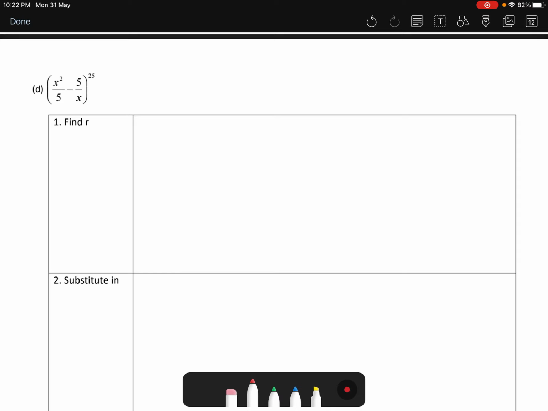25. So same thing, I want to find what is my x squared term. So always find what is your r. So 25 choose r, bracket x squared over 5 bracket, then minus 5 over x bracket. Right, so the blue color is just r, then the green color is just 25 minus r. Okay, equal to the x squared term. Alright, so move everything without the x to the side first.